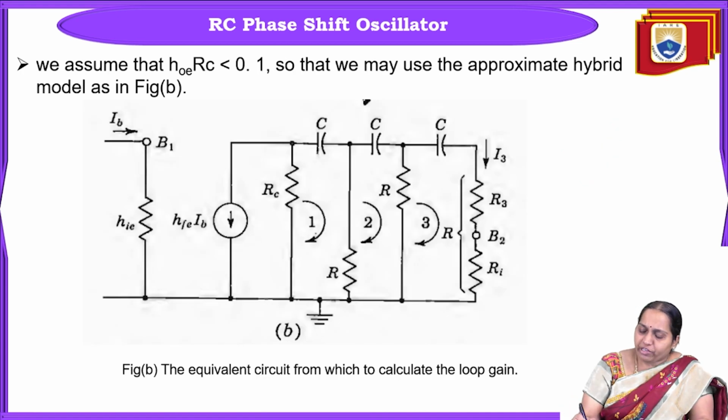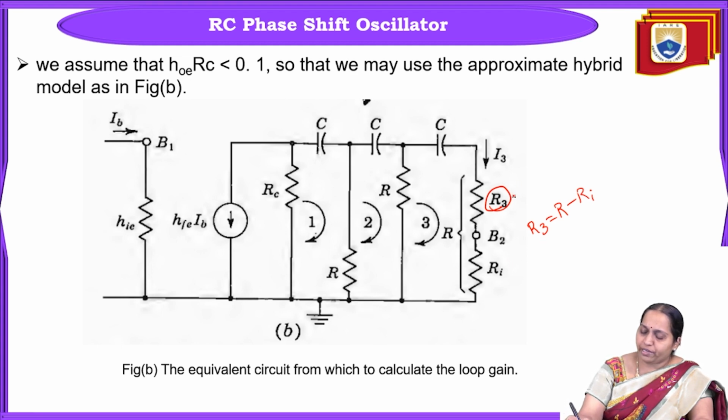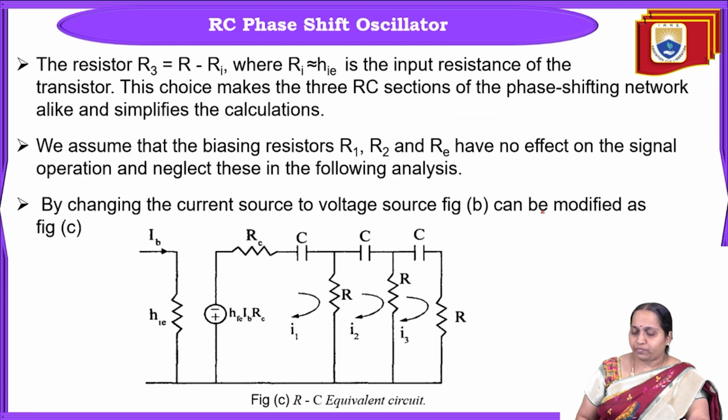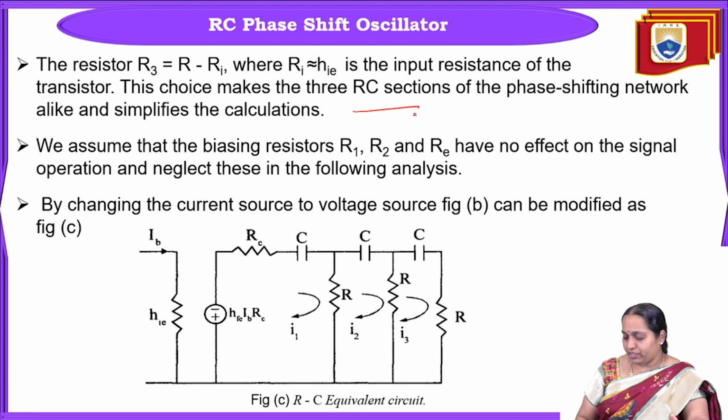Now we'll assume that R3 is equal to R minus Ri, so that the overall resistance in this branch becomes R3 plus Ri, which is R minus Ri plus Ri. The minus Ri and plus Ri cancel, so the overall resistance in this branch is again equal to R itself. Here Ri is equal to hie, the input resistance. This choice makes the three RC sections of the phase shifting network alike and simplifies the calculations.